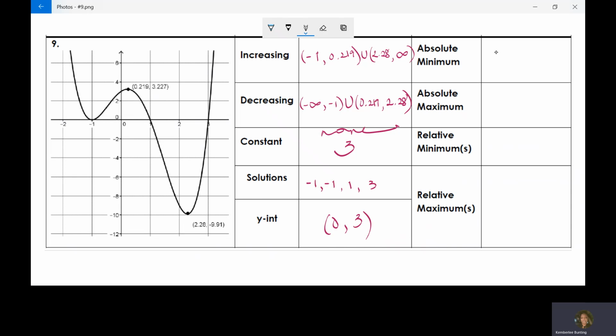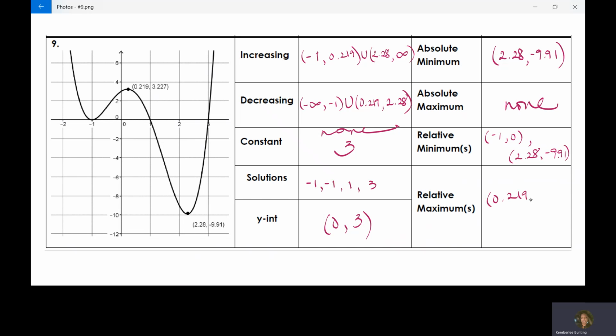Absolute minimum, there are none. Oh wait, I'm lying, I thought I said max. Absolute minimum is located at 2.28, -9.91. Absolute maximum, there is none. Okay, relative minimum values would be 2 locations at both -1, 0 and 2.28, -9.91. Relative maximum, there is 1 location where I have a peak, and that location is 0.219, 3.227.